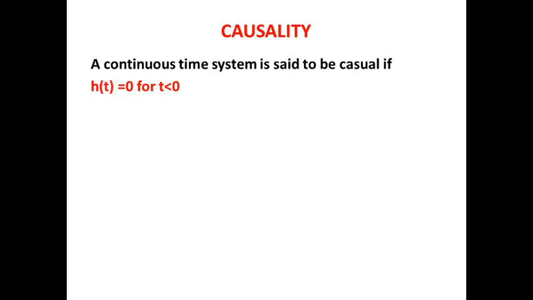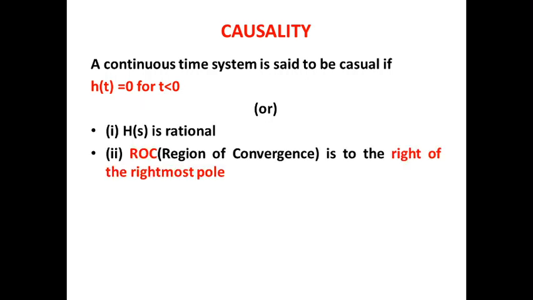Similarly, the other unique way to calculate causality is using ROC in S domain. There are two conditions that have to be satisfied for a system to be causal. First one is h of s should be rational. Second is the ROC is to the right of the rightmost pole. If these two conditions are satisfied, the system is said to be causal system.